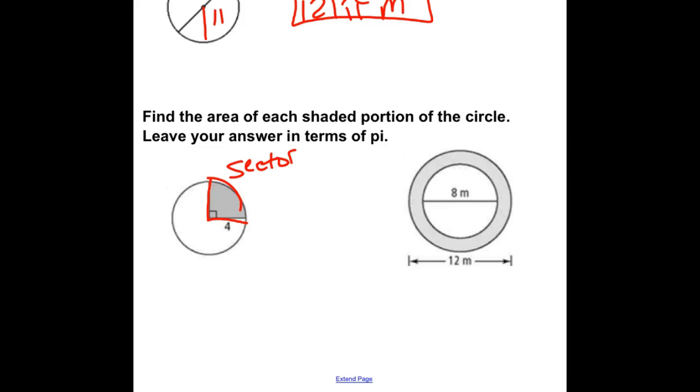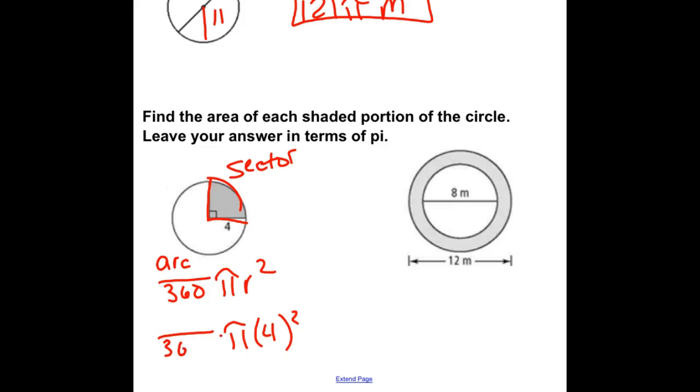So what we do is we take that area formula, pi r squared, and we multiply it by the arc measure out of 360 degrees. So if you look at that, well, I can see that radius is 4, so I go pi times 4 squared. And then I have times something out of 360. So that arc measure is the measure of this arc right here. It's the same as the central angle. Well, it's 90 degrees. So I go 90 out of 360 times pi times 4 squared.